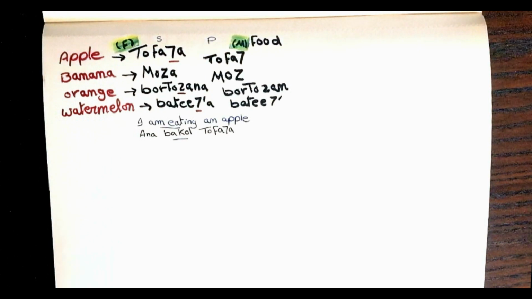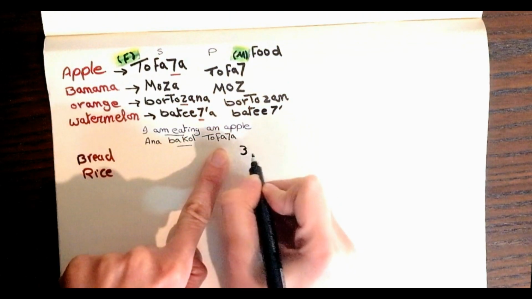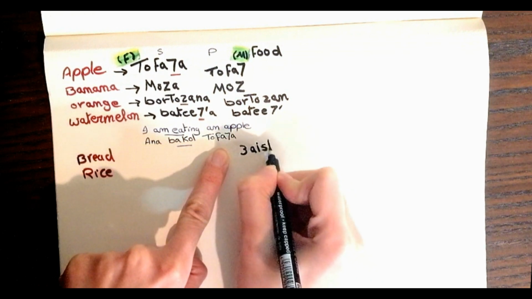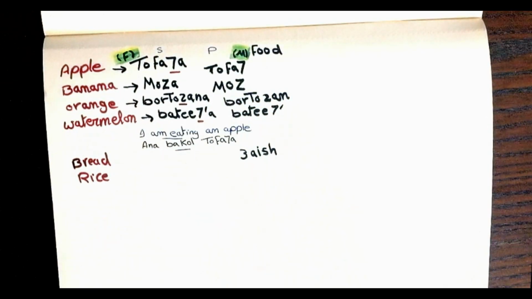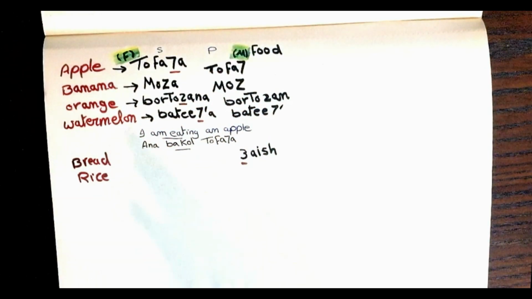The next two words can only come as plural form. Bread is aish. And for the sound ع we use the number 3. I am eating bread.